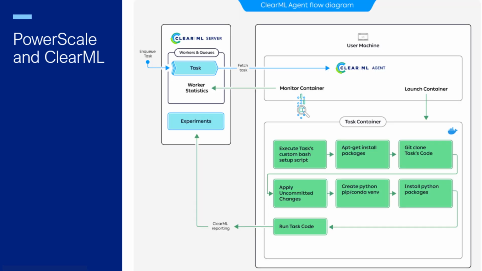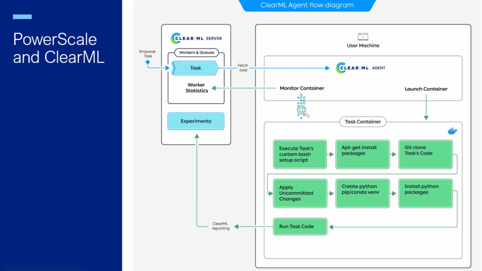So in this video, we'll configure the ClearML environment for initial setup, and we'll also configure an Ubuntu worker node by installing the ClearML agent on this server so it can communicate with the ClearML server, and we'll also configure this host, most importantly, to access the PowerScale storage directly.